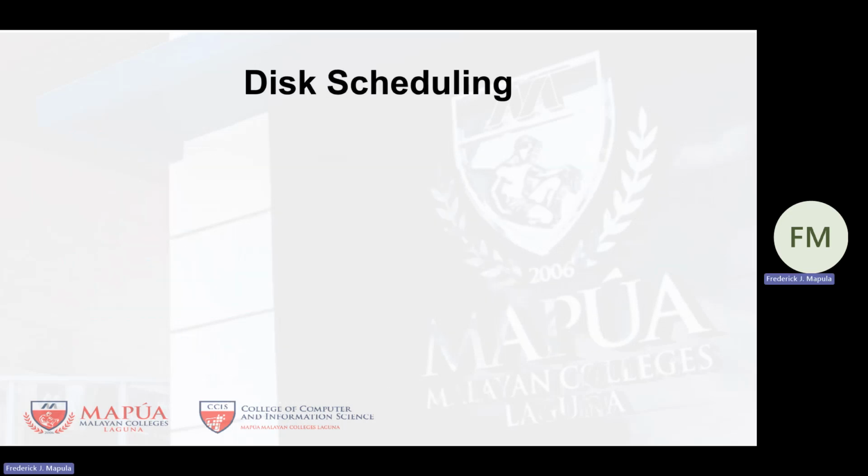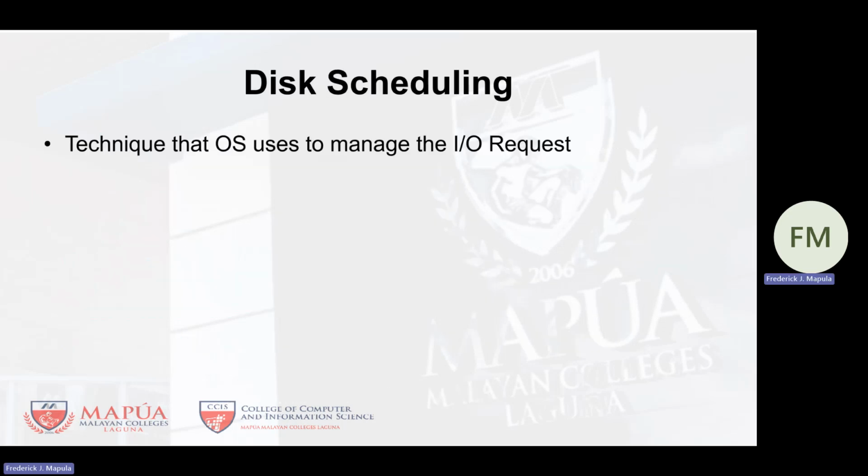Okay? So this is scheduling. This is the technique that the OS uses to manage I/O requests. So they are not handled all at once. Just like when we transfer files, right? When we copy one folder to another folder, and then at the same time we do other transfers, multiple files are being transferred.